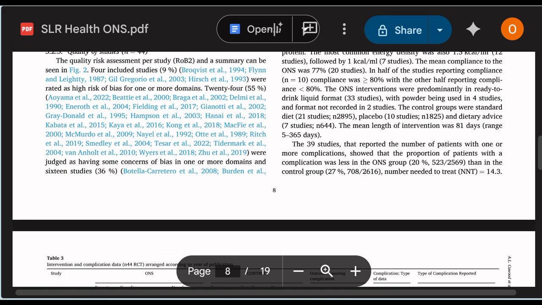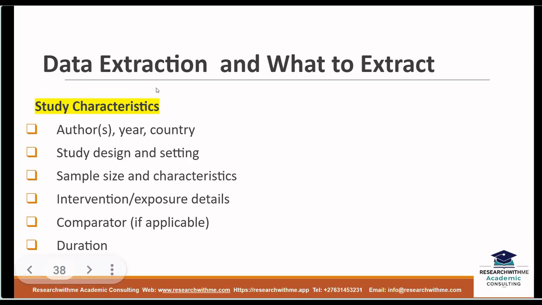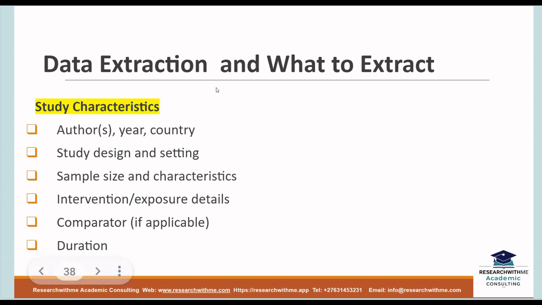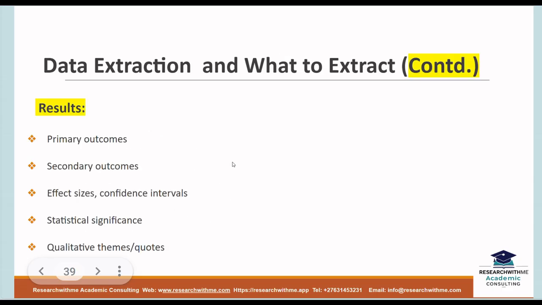So basically, why am I saying this? I'm saying this to state that the type of question you want to answer will determine the amount of data you will extract from the article that you have included. So that we don't just look at what is on the screen and see it as the final. No, it is not the final. All right. Your study design will determine what you extract.